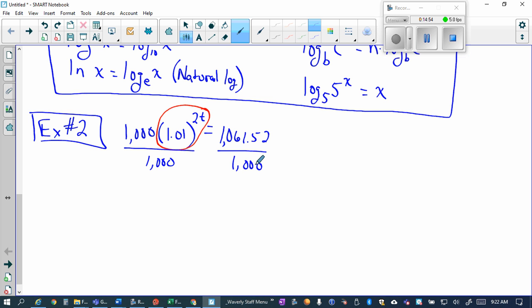So then I have my 1.01 to the 2t equaling, what does that come to there? 1.06152. Okay? And now I can either take, so what's the base of this exponential function? What's the base? 1.01. So if I took the log of base 1.01, I'd get the 2t out of it, wouldn't I?